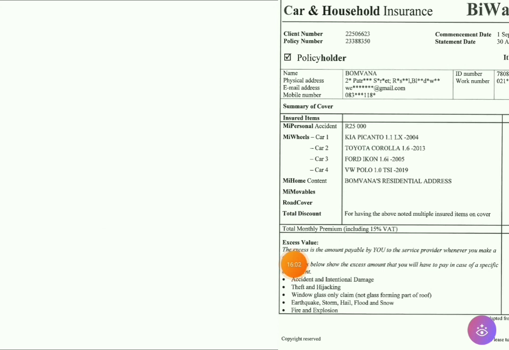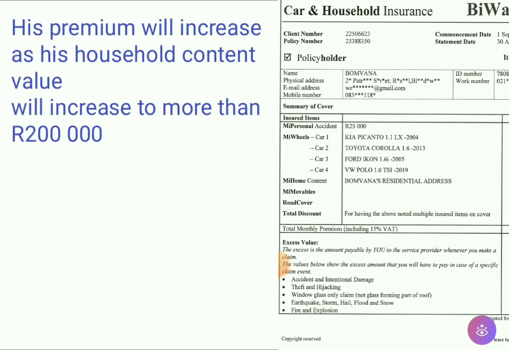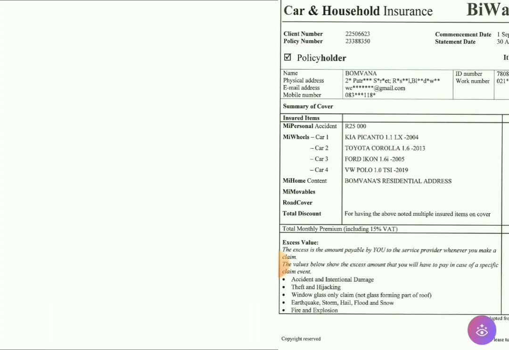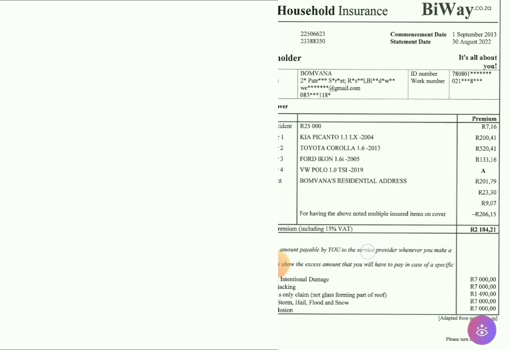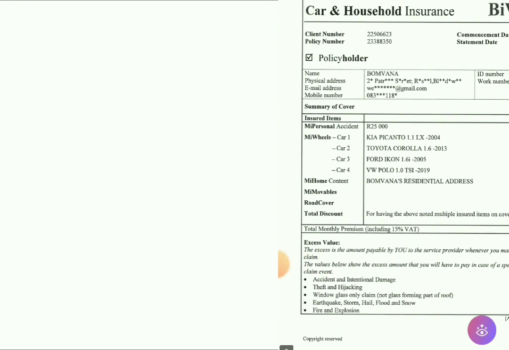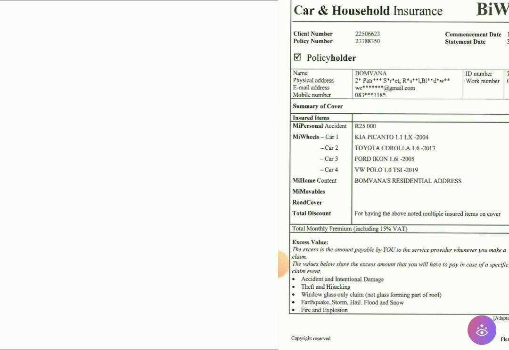So yeah, guys, the answer here is 2.1.7. His premium will increase as his household content value will increase for more than 200,000. That's the answer here, as you can see on the screen. If you want an explanation, just comment down below. I will try to get the explanation why he said that. But yeah, this is the correct explanation. So that's it. So let's go to the next question.